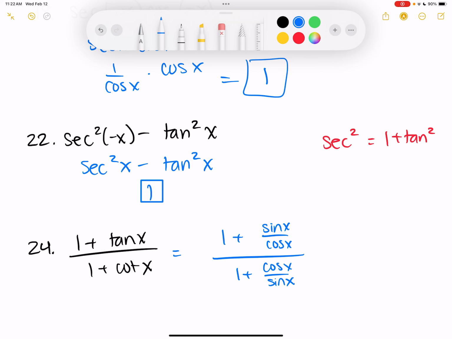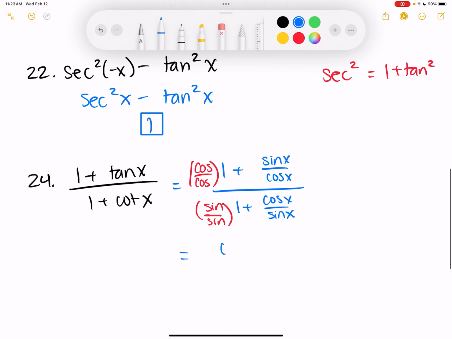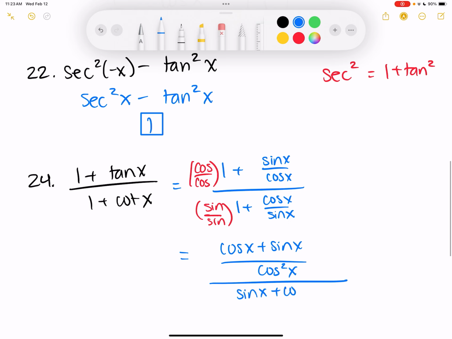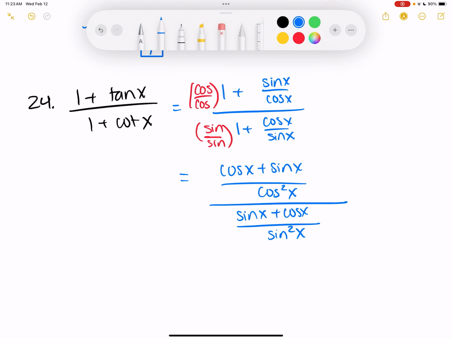What happens when I try to just add the top together? What do I need to do to be able to do that? Common denominator. So I'm going to multiply this one by cosine over cosine, and this one down here by sine over sine. So when I do that, I've got cosine x plus sine x over cosine squared of x, all over sine of x plus cosine of x over sine squared of x. What happens when I have a fraction divided by a fraction?